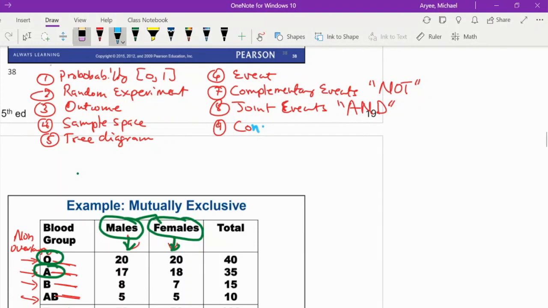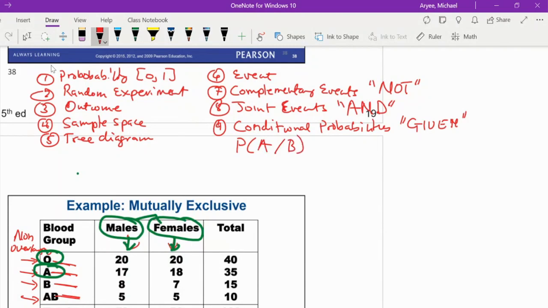We did conditional probabilities, right? And in conditional probability, we said the key phrase is given. You'll see that the online assignment that is due tonight, a couple of them have the word given in there. And we said that in conditional probability, if you write probability of A given B, usually the format is the event given the condition.